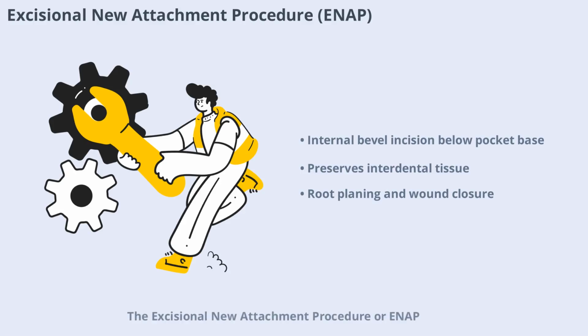The excisional new attachment procedure, or ENAP, is a definitive subgingival curettage technique. It involves making an internal bevel incision from the free gingival margin apically below the pocket base. While preserving the interdental tissue, the excised tissue is then removed, the root surface is planed, and the wound edges are approximated to promote optimal healing and reattachment.